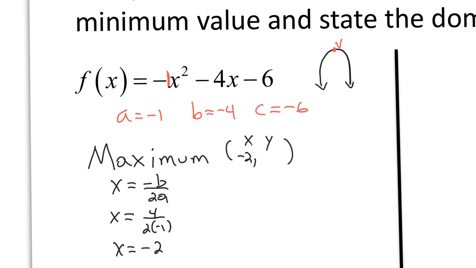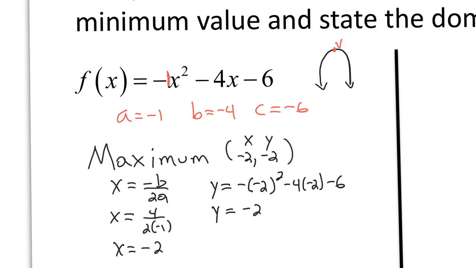And then I go back and substitute this number into the x right here and right here. I'm going to change this to y because that's what I'm looking for. F of x is the same thing as y. I substitute the negative 2 into the function. So I have a negative times a negative 2 squared minus 4 times a negative 2 minus 6. So your y value is negative 2. So my maximum point is at negative 2 and negative 2.